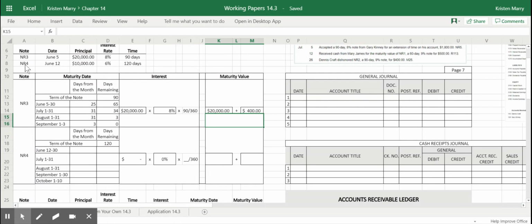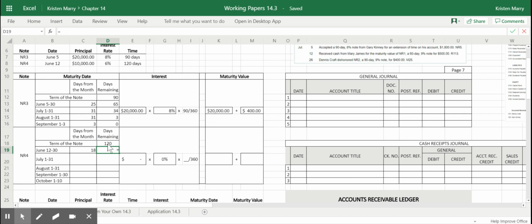So we'll do the notes receivable number 4. So this was taken out June 12th. They are asking for $10,000 at 6% interest and 120 days to pay it back. So from June 12th to the 30th, that's 18 days.